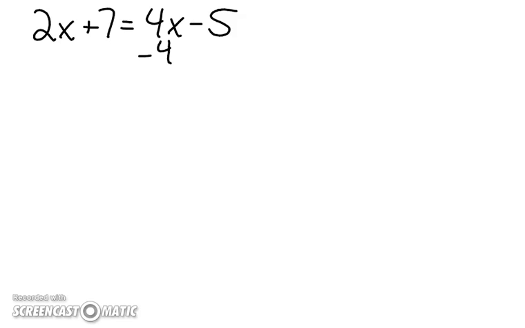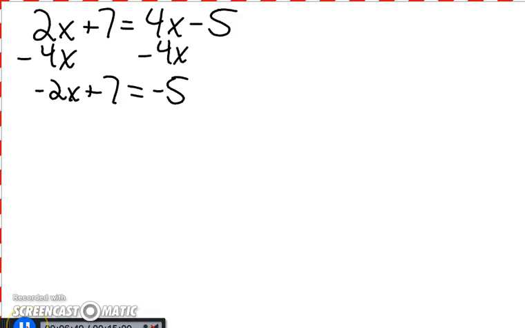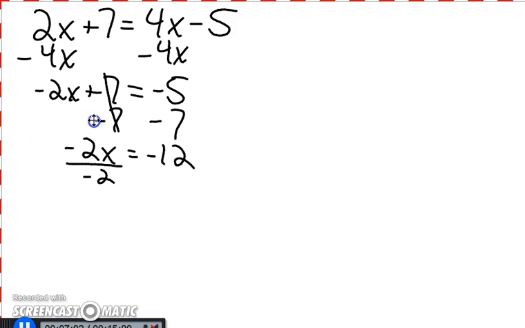So we're going to subtract 4x, subtract 4x, and that is going to give us negative 2x plus 7 equals negative 5. From here, we would just subtract the 7 from both sides. We have negative 2x. You have to remember to bring down that negative. Equals negative 12, divided by negative 2, and you get that x equals 6. Again, if you were so inclined, you could plug that in and check. It does work out. Both sides will give you 19 when you plug in 6 to both sides.